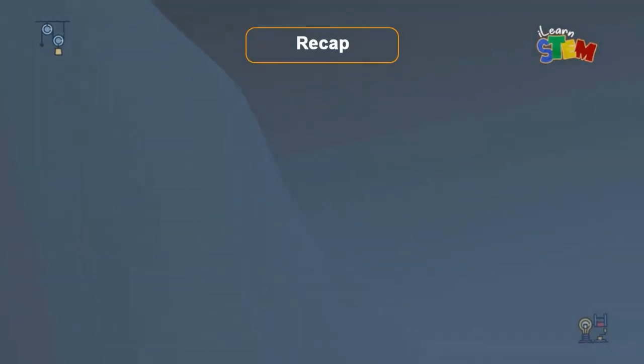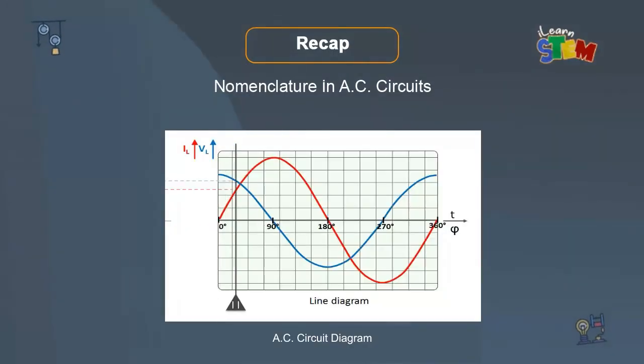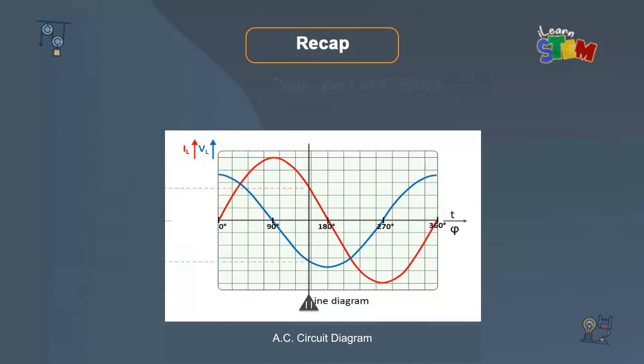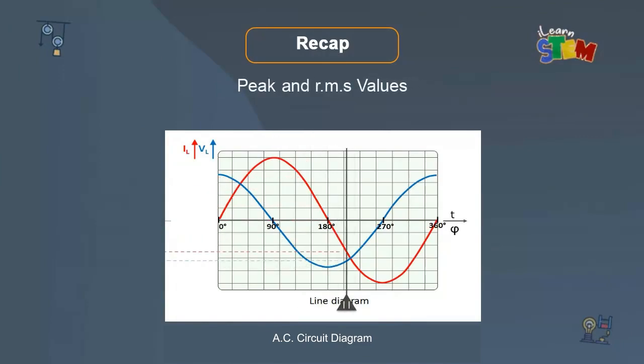In our last class, we learned some important concepts about alternating current. First, we explored the nomenclature in AC circuits. AC is special because it keeps reversing its direction at regular intervals. Next, we looked at peak values and RMS values. The peak value is the maximum current or voltage reached during one complete cycle of the AC waveform. The RMS value is a way of expressing the effective value of that alternating current or voltage.